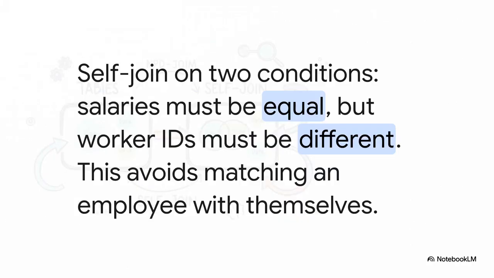Okay, so here's the two-part logic. First, you join the table to itself using aliases. Let's say W1 and W2, and you match rows where W1.salary equals W2.salary. But wait, that would just match every employee with themselves. So we add a crucial second condition. W1.workerID must not equal W2.workerID, and that gives us only the true pairs.